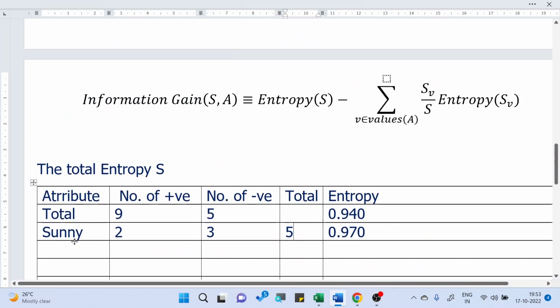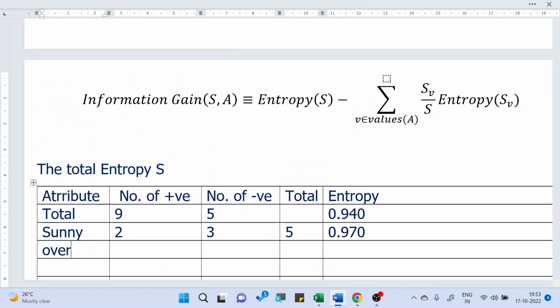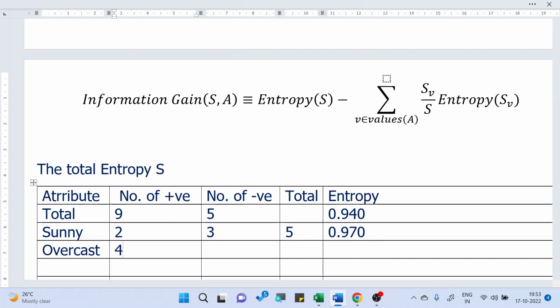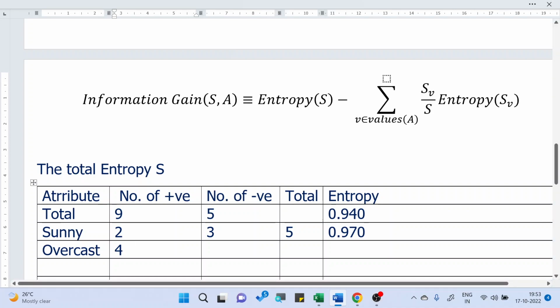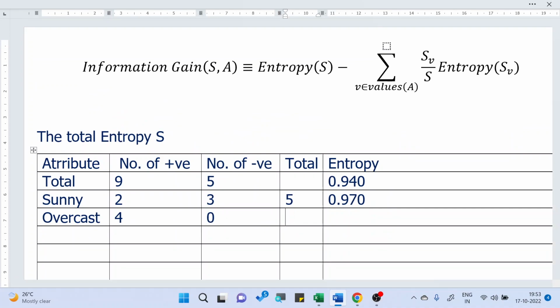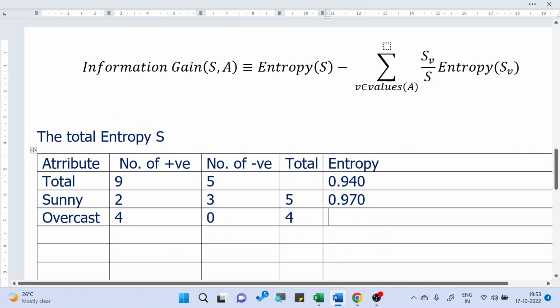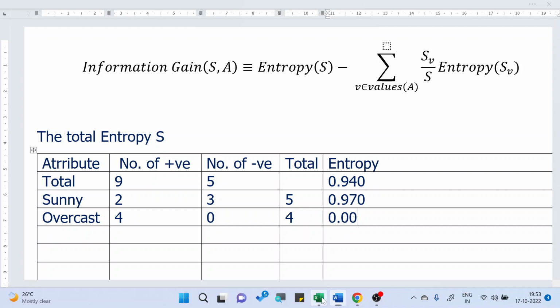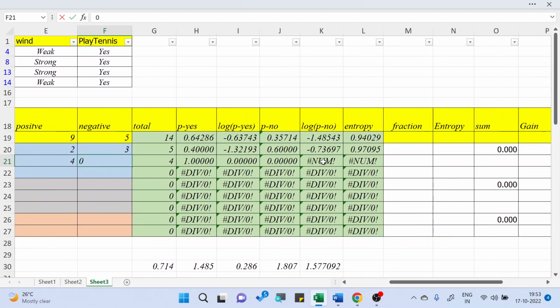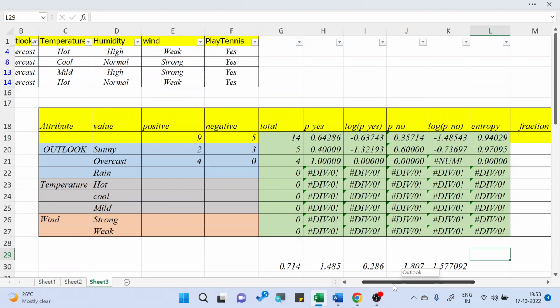So the entropy for the overcast: 4 positive examples and 0 negative examples, totally 4, and the entropy is 0. So here 4 and 0. Because log 0 is not defined, we will get an error, but let me make it 0 here. That will help me in other calculation.